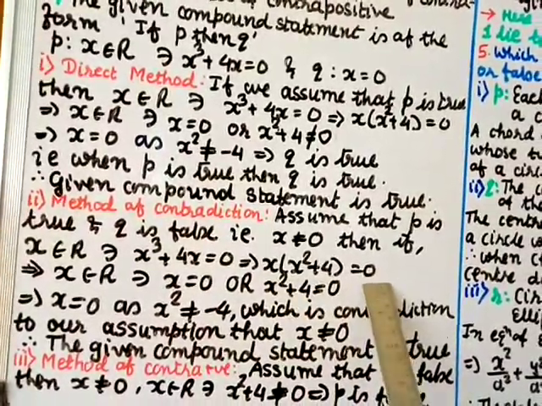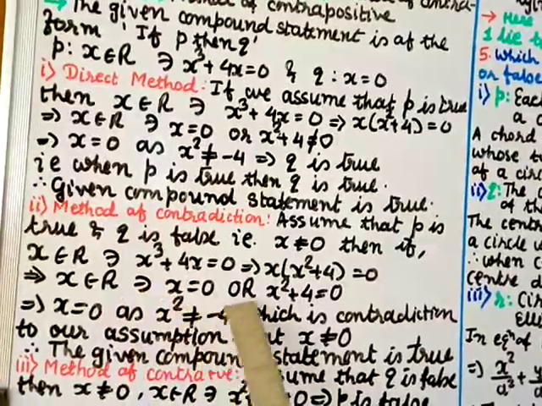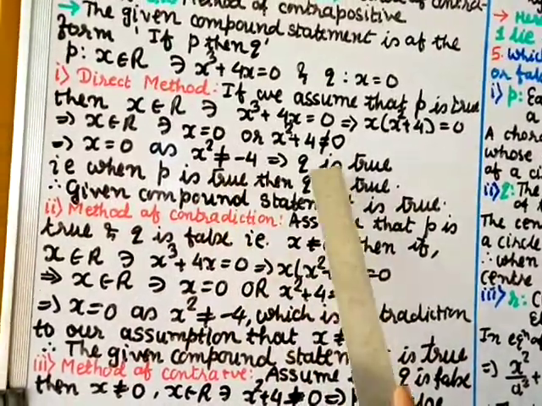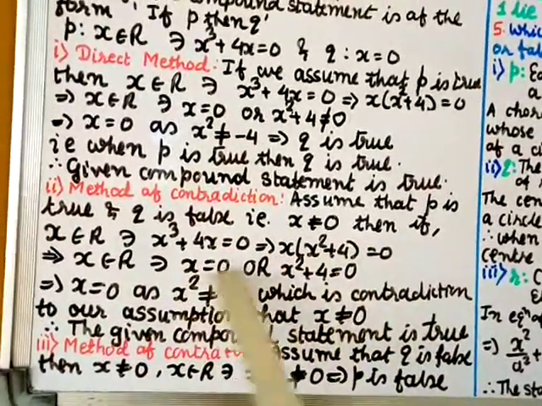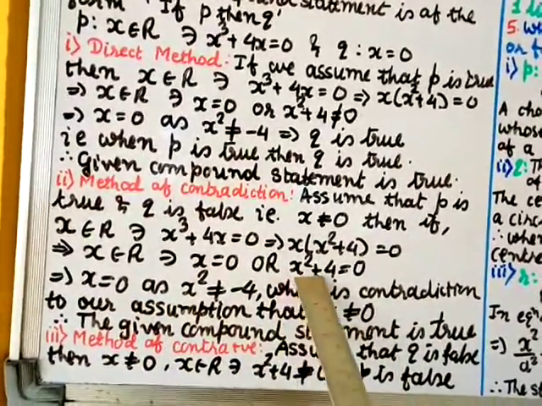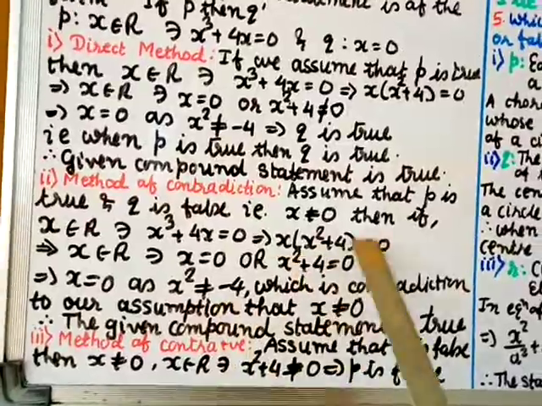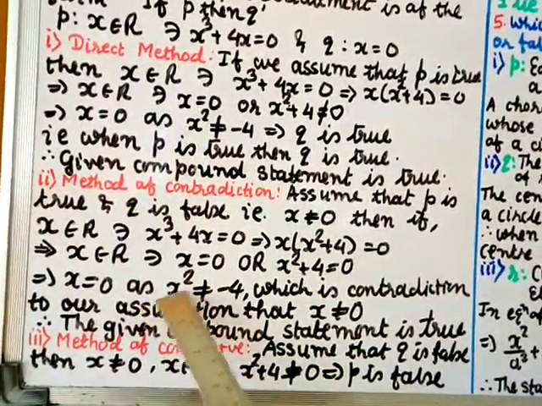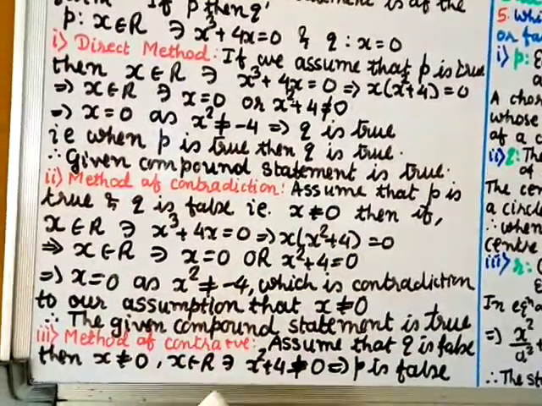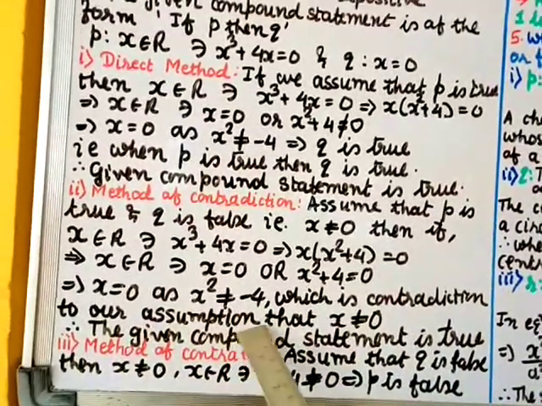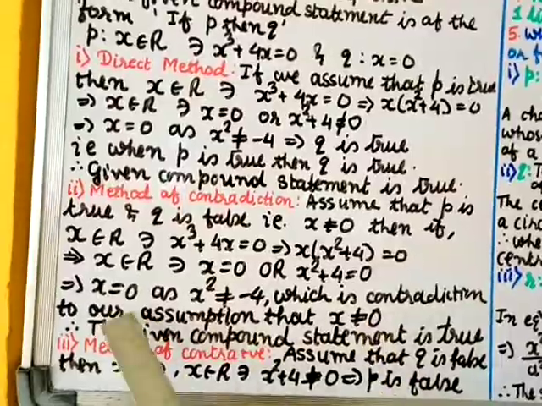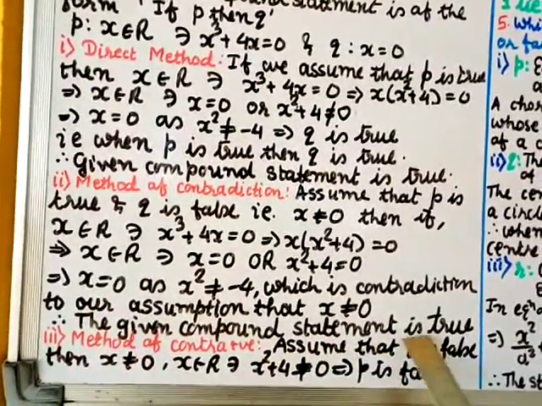So from here what can we write? x equal to 0 or x square plus 4 equal to 0, just like the previous, and x belongs to R because it is a real number. So now from here what can we say? x is equal to 0 as x square is not equal to minus 4, as I said that the square of a negative number is a complex number, it is not a real number. So this is not possible, which is a contradiction to our assumption that x is not equal to 0. So we can say that the given compound statement is true.